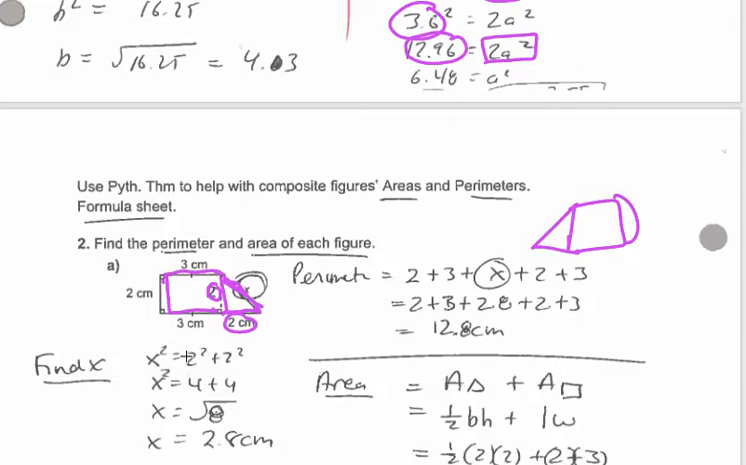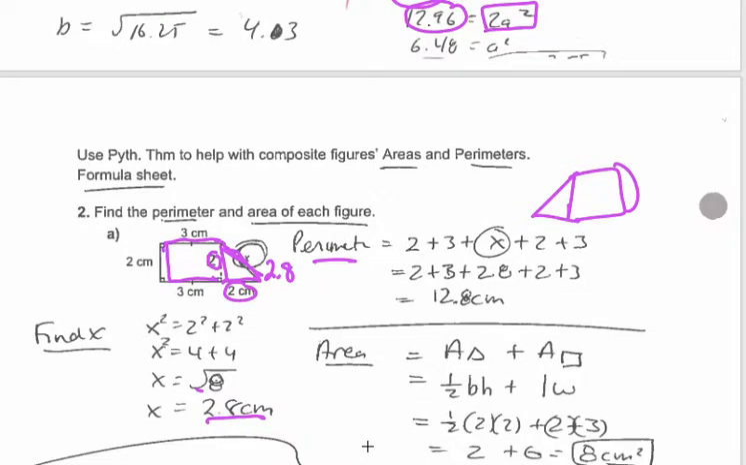I got x squared equals 2 squared plus 2 squared, this squared and this squared. 4 plus 4, x squared is 8, x is the root of 8, which is 2.8. So now this is 2.8. And then to get the perimeter of this composite shape, you just add all the sides up.